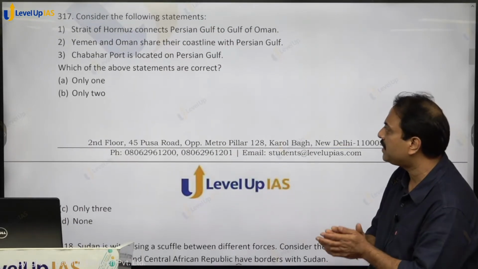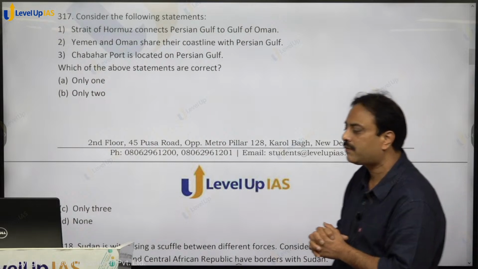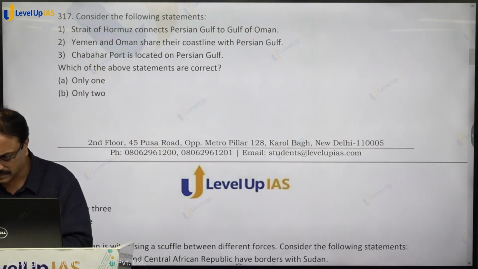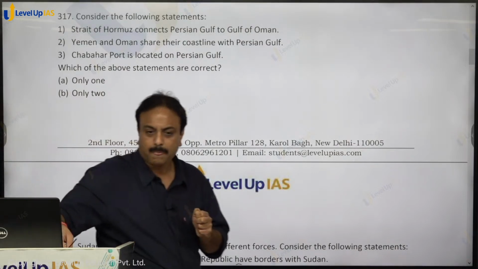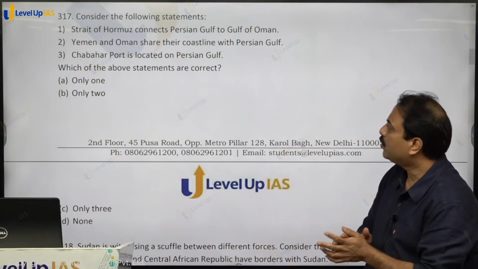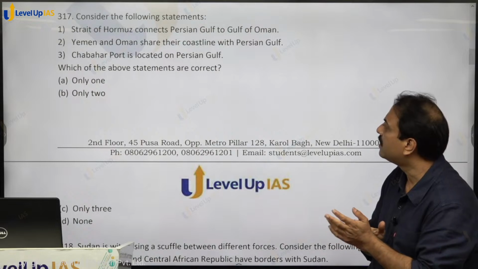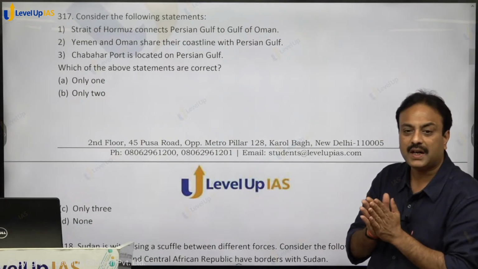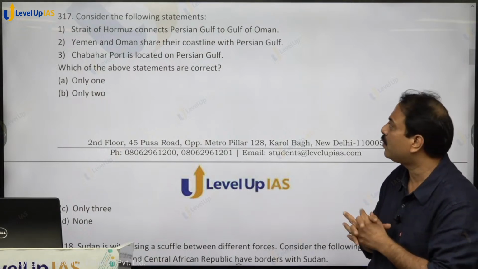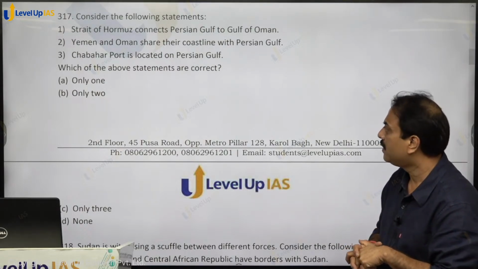Consider the following statements. Strait of Hormuz connects Persian Gulf to Gulf of Oman. Correct or not? Yes or no? Strait of Hormuz. It is present where? South of Iran. Yes or no? It connects Persian Gulf to Gulf of Oman.